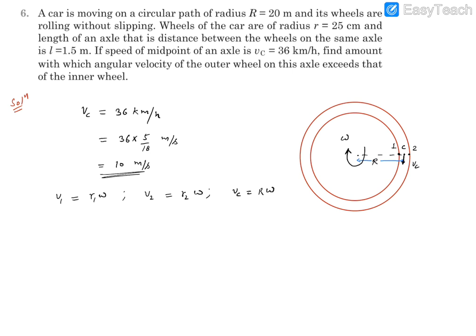Now Vc is known to us, r is also known to us. We can find the omega. So using the third one, we can find this omega value. So let's calculate over here. Vc is given to us as 10 and r is 20 in proper units. This is omega. So from here we can say omega, that angular velocity on the circular track, is going to be 1 by 2 radian per second.